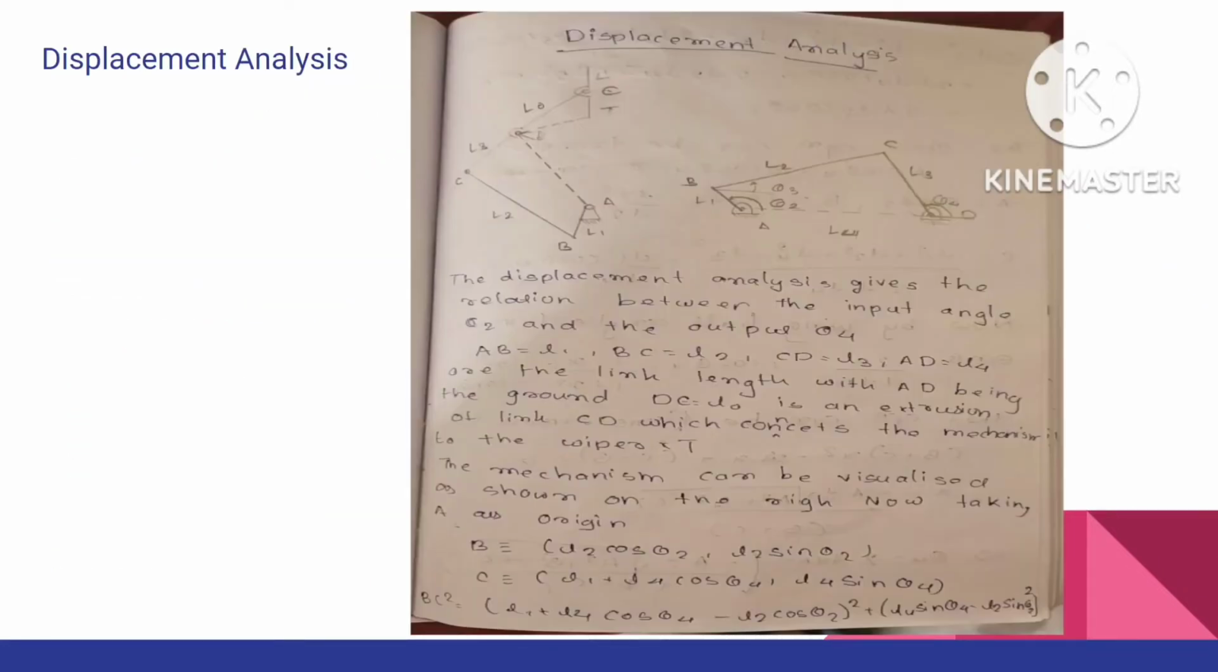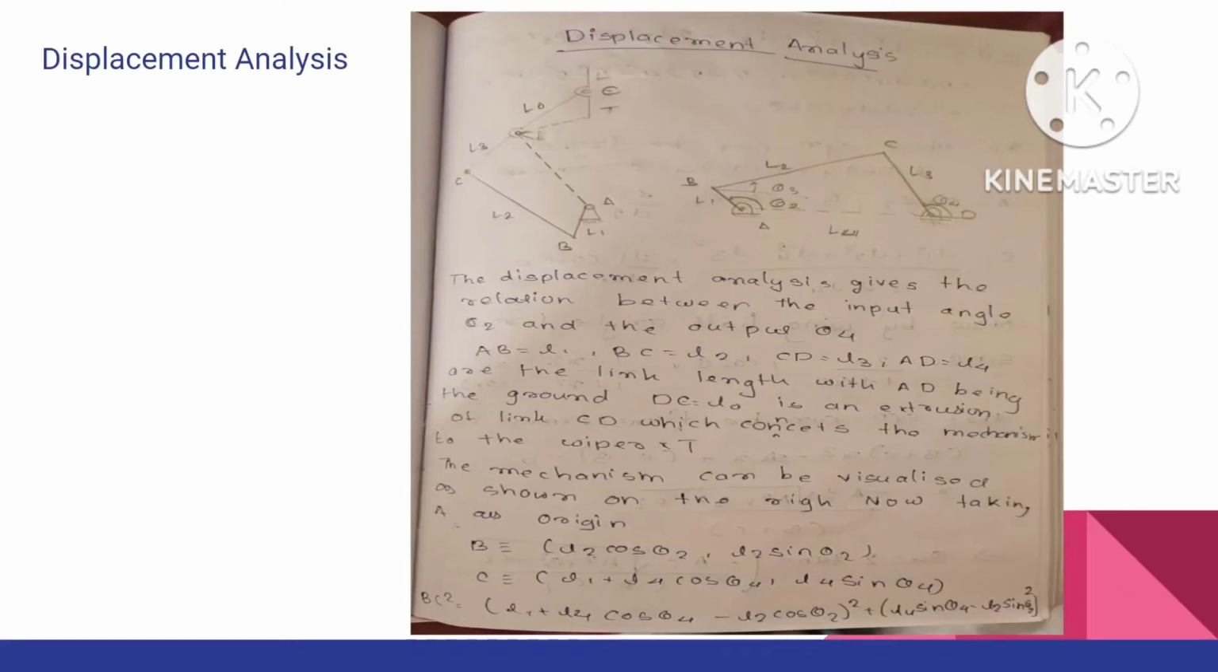Now, the link between angle theta 2 and output theta 4 is provided by the displacement analysis. So, we'll look into this part, the displacement analysis of the kinematic mechanism. As you can see in the figure, the link lengths of the kinematic diagram are AB equal to L1, BC equal to L2, CD equal to L3, and AD equal to L4, where AD is the ground, and DE, equal to L0, is the extension that links CD to the mechanism with the wiper.